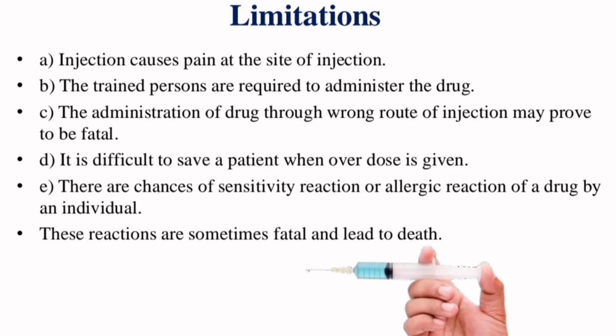It can be painful. Trained persons are required to administer the drug. The administration of the drug through the wrong route of injection may prove to be fatal. If the drug is supposed to be administered by a particular route, and if we miss that route and give that injection by another route, at that time the condition can be fatal. Then it is difficult to save the patient when an overdose is given.